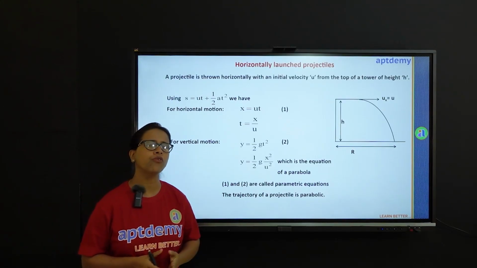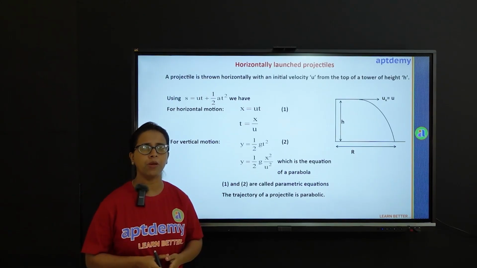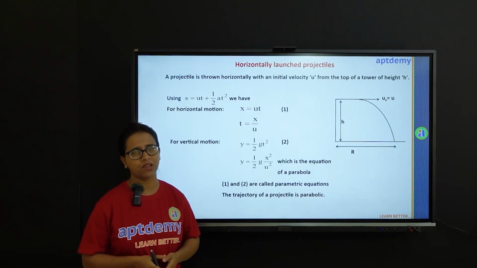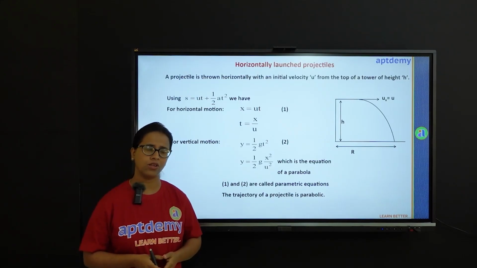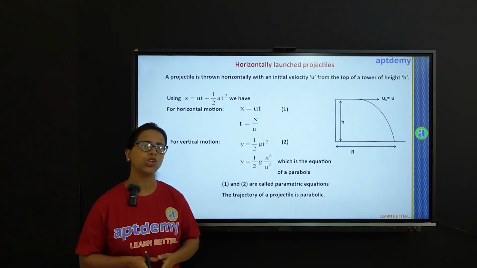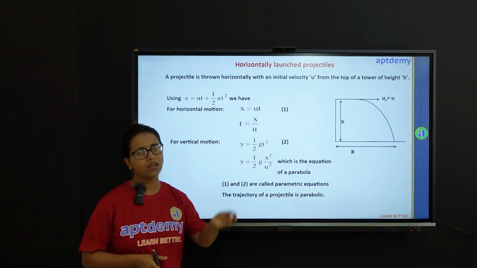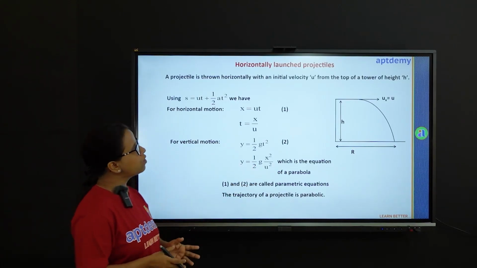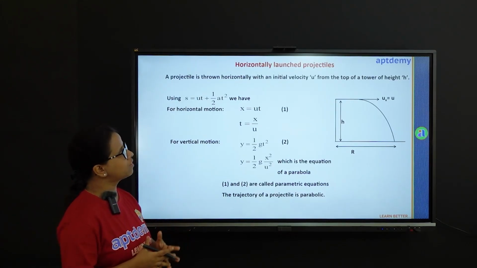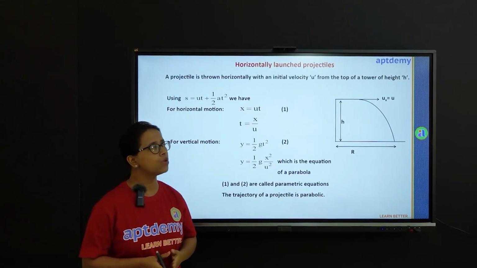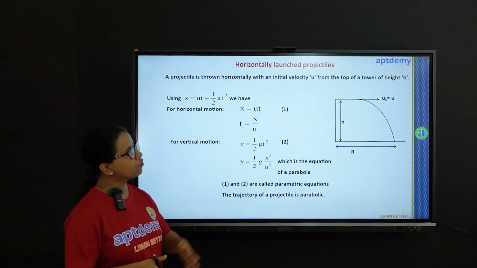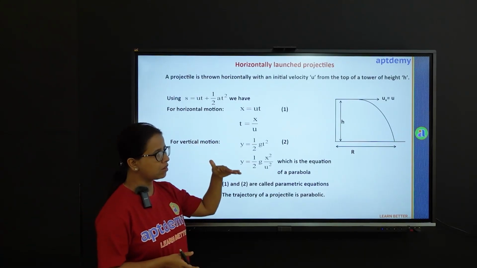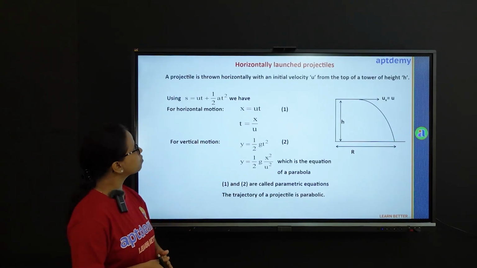Now, there are a number of ways in which a projectile may be launched. Let's first discuss the case of horizontal projectiles. Now, what is a horizontal projectile? You can imagine the motion of a stone when it is taken to the top of a tower and thrown from the top. Whenever a projectile is thrown horizontally with some initial velocity, say u, from the top of a tower, we will see that it follows a certain path and then hits the ground.